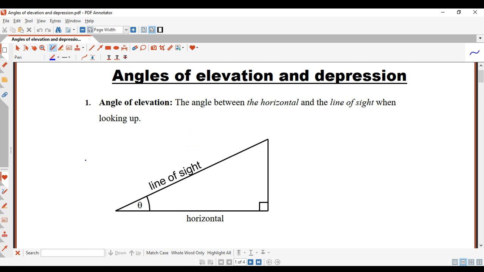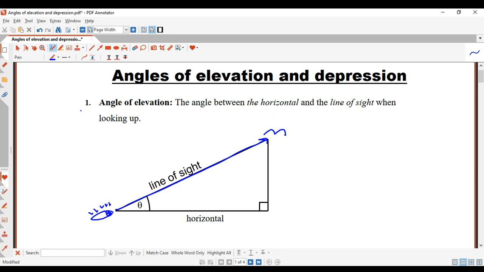Okay, so just imagine you're standing here at the bottom. Imagine your eye is there. There's your eyelashes. All right. So the line of sight is along the hypotenuse of the triangle. So you're looking up at something. So maybe, for example, there was a bird up there that you're looking at.